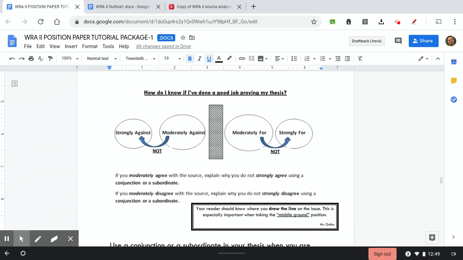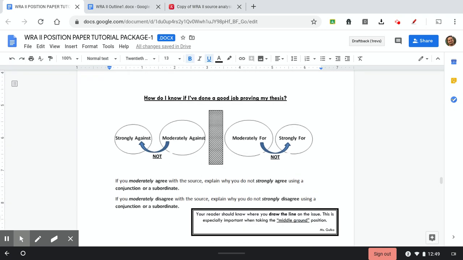If you moderately agree with the source, explain why you do not strongly agree by using a conjunction or a subordinate. If you moderately disagree with the source, same thing. Explain why you do not strongly disagree by using a conjunction or a subordinate. Here's a quote: your reader should know where you draw the line on the issue. This is especially important when taking the middle ground position.